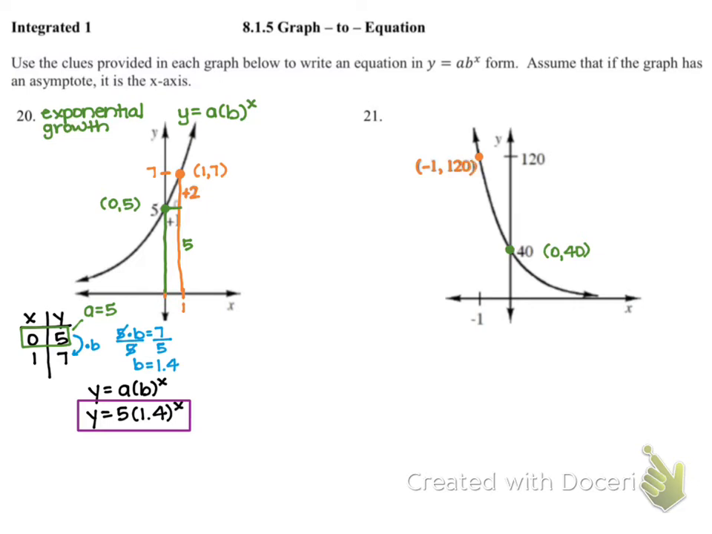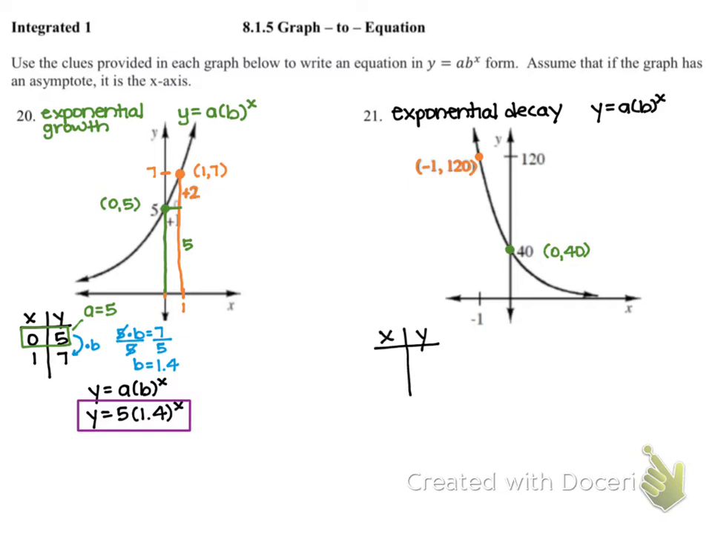Now, looking at the graph, it looks exponential to me. It's got that same general shape, except here, it's not exponential growth. It's actually exponential decay. But that'll work itself out in the equation anyway. So we're still going to do a times b to the x. All right, here we go. So let's make our table here.